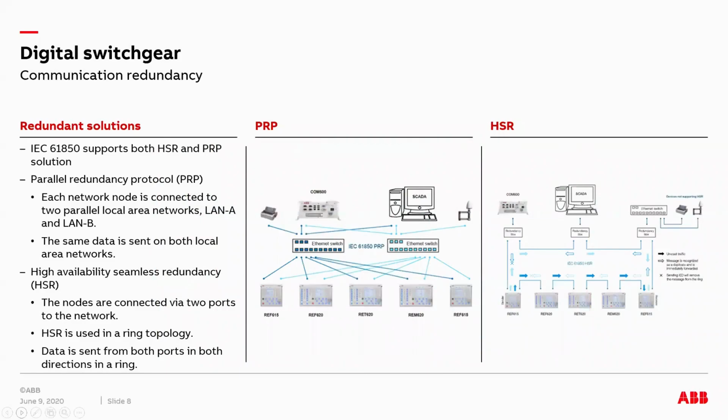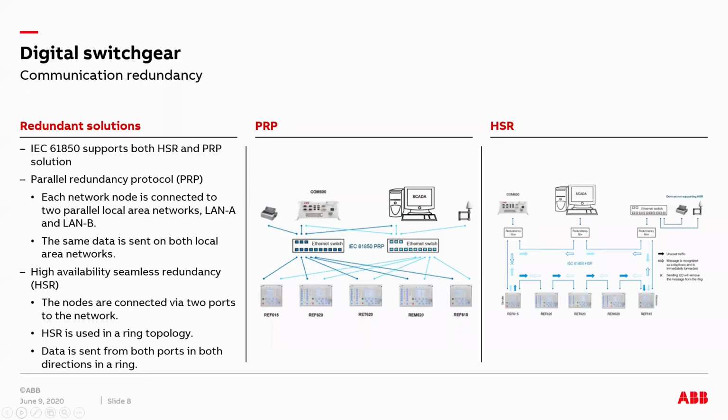Now, we talked about communicating I/O status as well as current and voltage signals shared between devices, which means we need a very robust communication network. That means we need a redundant communication network to make sure that nothing is lost at any point of time. There are two popular redundancy solutions supported by IEC 61850. One is called PRP, and the other is called HSR.